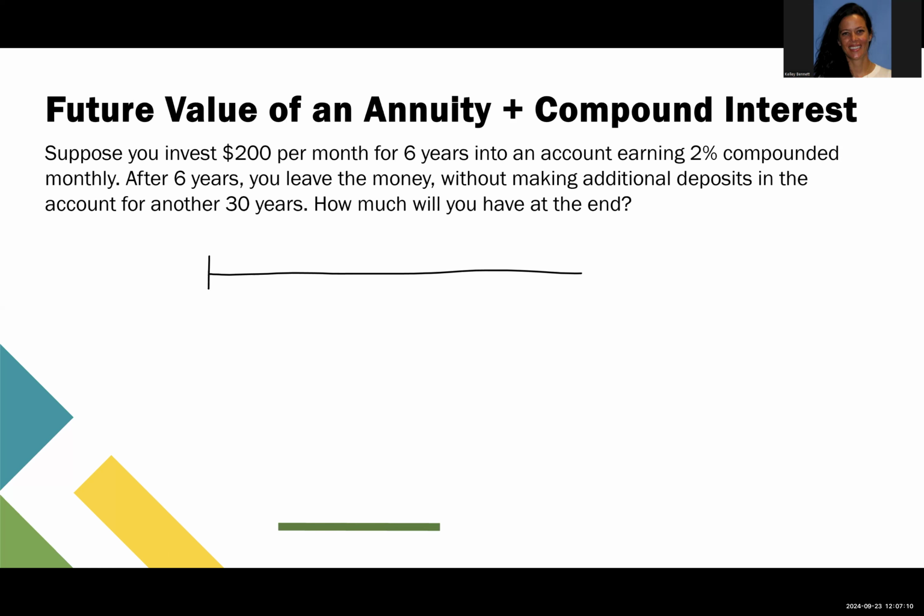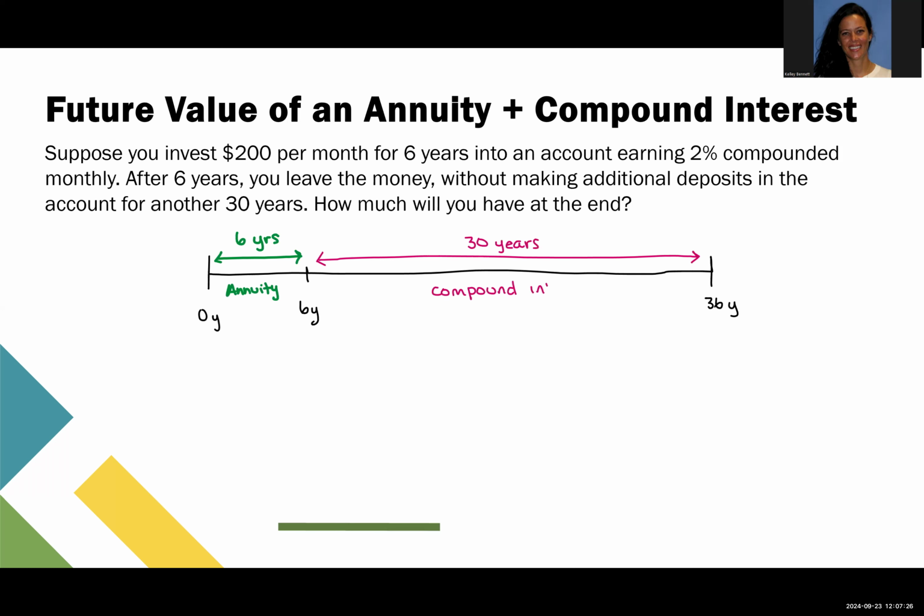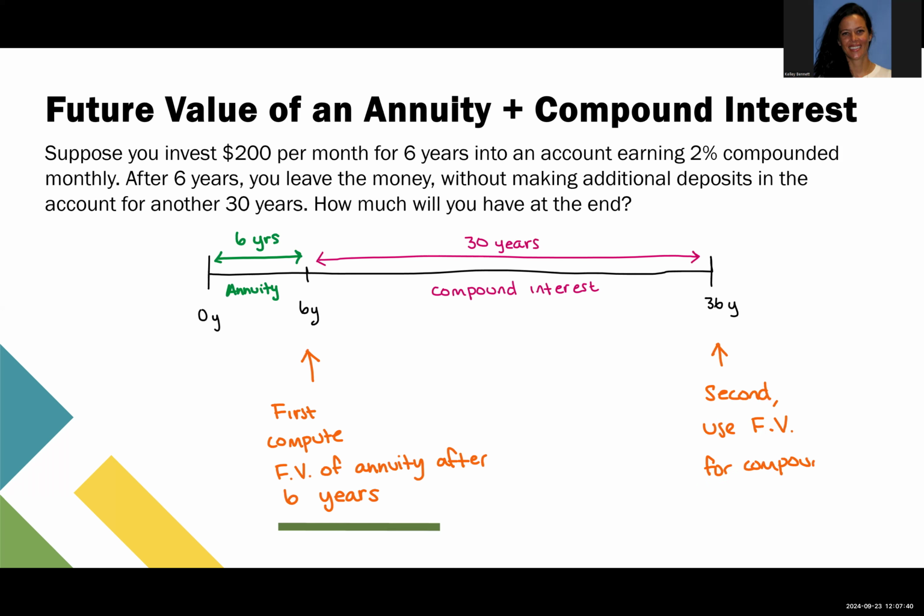So you've got 0 years, then 6 years, then 30 years after that. So you have a future value of an annuity for the first 6 years, or an annuity rather. And then for the 30 years thereafter, you've got compound interest. So the first thing you're going to do is compute the future value of an annuity after 6 years. And then you're going to use that future value for compound interest.